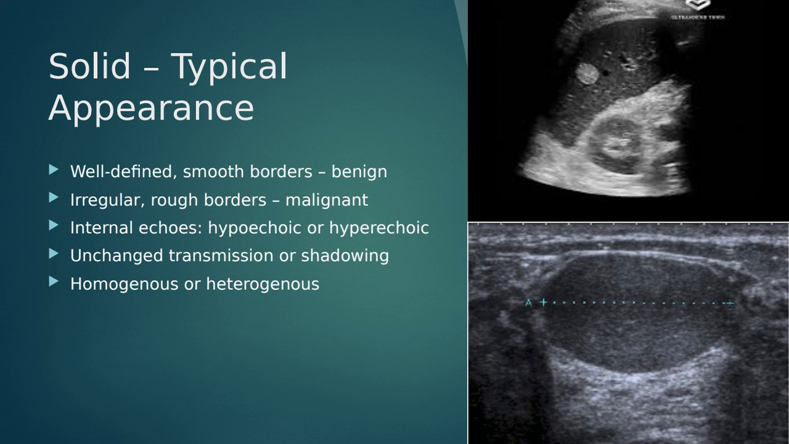So top picture here, we're talking about this hyperechoic round mass right here. It doesn't have any change through transmission, so it's not producing any enhancement or shadowing posterior to it, but it's nice and round, it's homogeneous, it's hyperechoic, and because it's round, we could say most likely going to be benign. Now this picture here on the bottom, it's hypoechoic, so it's the opposite of that first one, but it's still round, it has enhancement, and it has nice smooth borders, so that is also most likely going to be benign.